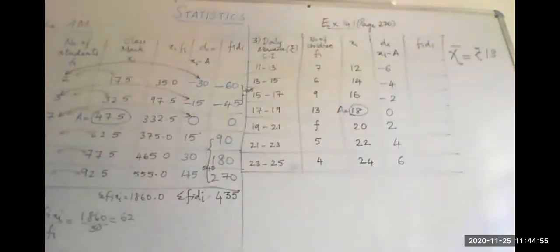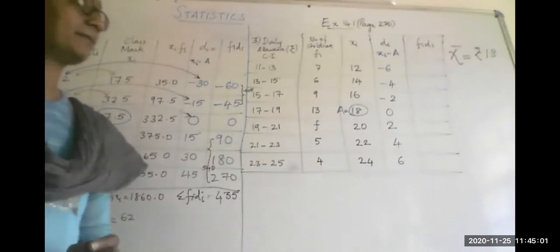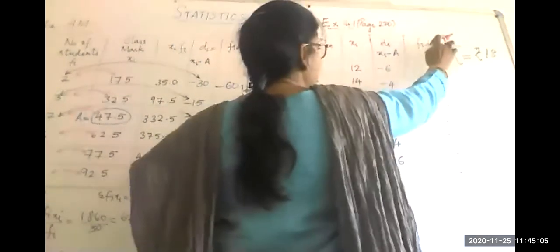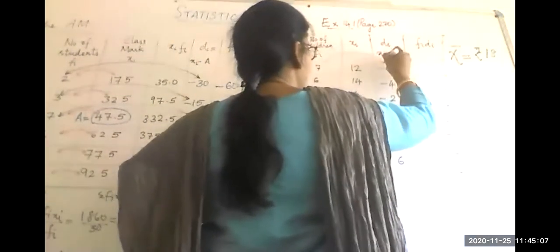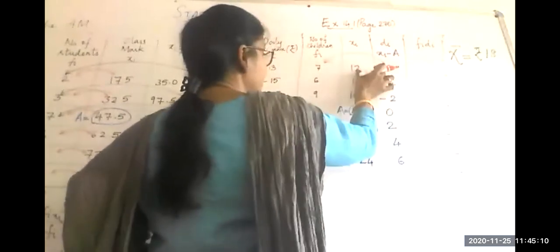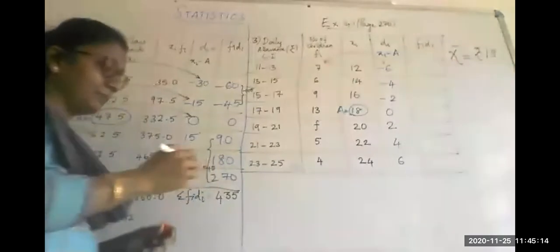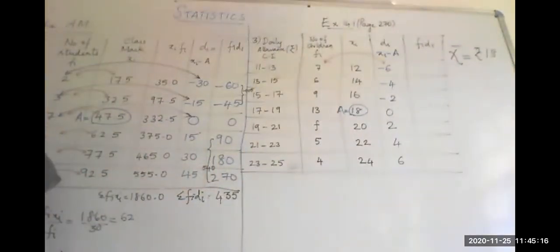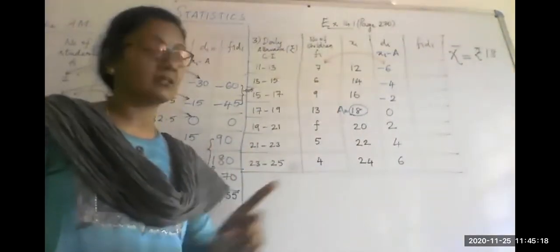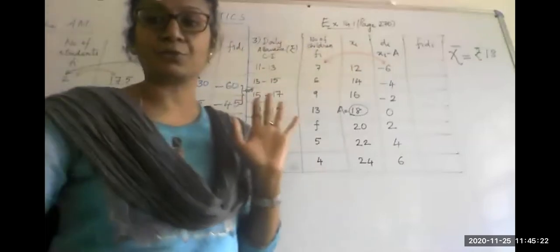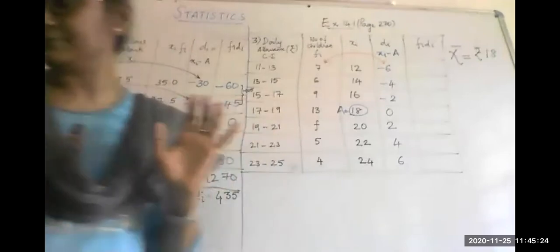What's the next step? Multiply f and di, the frequencies with the di. Be very careful. There is every tendency that you will multiply the xi with the di, because those two columns are nearby. Don't do that, please. Draw an arrow with a pencil so it will guide you correctly where you have to reach. Okay, now start multiplying.